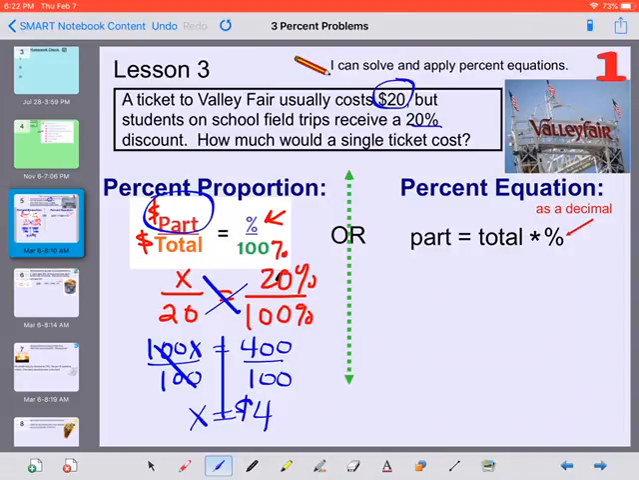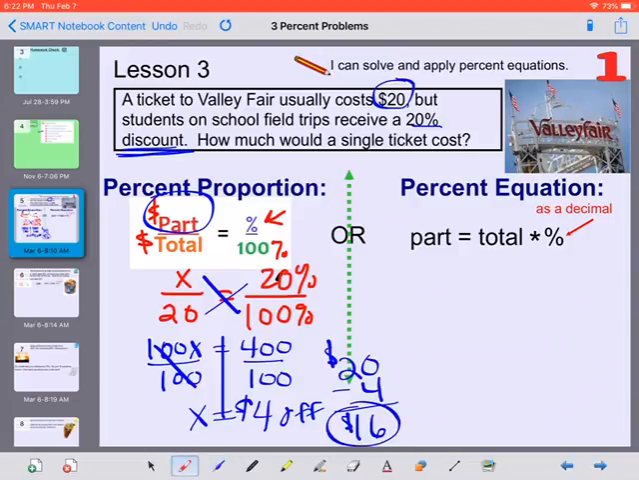Well, think about it. Does it make sense to pay $4 to go to Valley Fair? Well, no, that's because this is how much we get off. That's our discount that we're getting. So $4 off of $20 gives us $16. So our ticket's only $16 now.